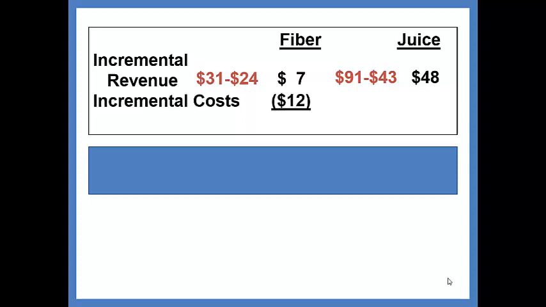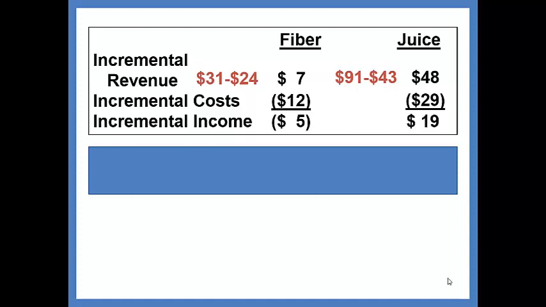So the extra cost of going from fiber to industrial fiber is $12. And the extra cost of going from juice to refined sugar is $29. So the incremental income if we go from fiber to industrial fiber is -5. If we go from juice to refined sugar, the incremental income is 19.